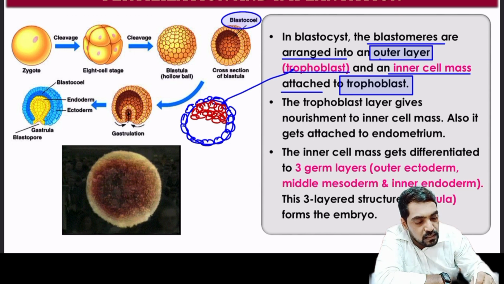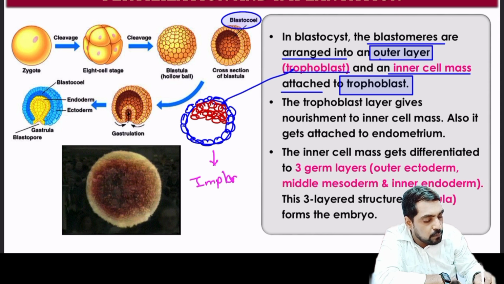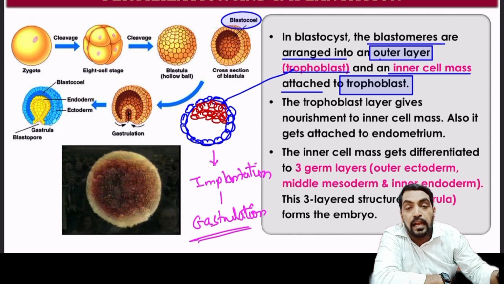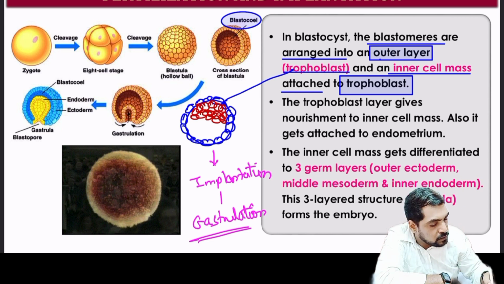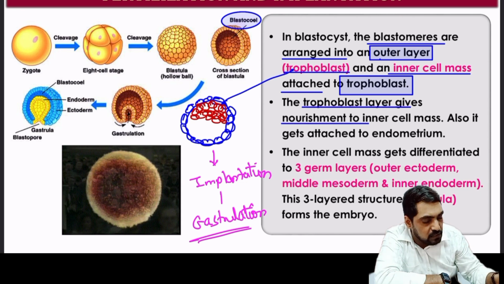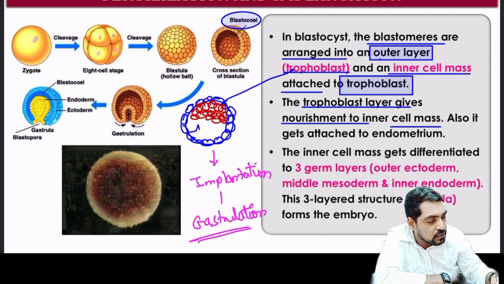Once blastulation has taken place, the blastula formation is completed, then it will undergo a very important step called implantation. After implantation, what starts is the gastrulation. Gastrulation means there will be formation of 3 germ layers, that is ectoderm, mesoderm and endoderm. So let's take a look. The trophoblast gives nourishment to the inner cell mass. So the blue color cells give nourishment to the red color cells. Also it gets attached to the endometrium.